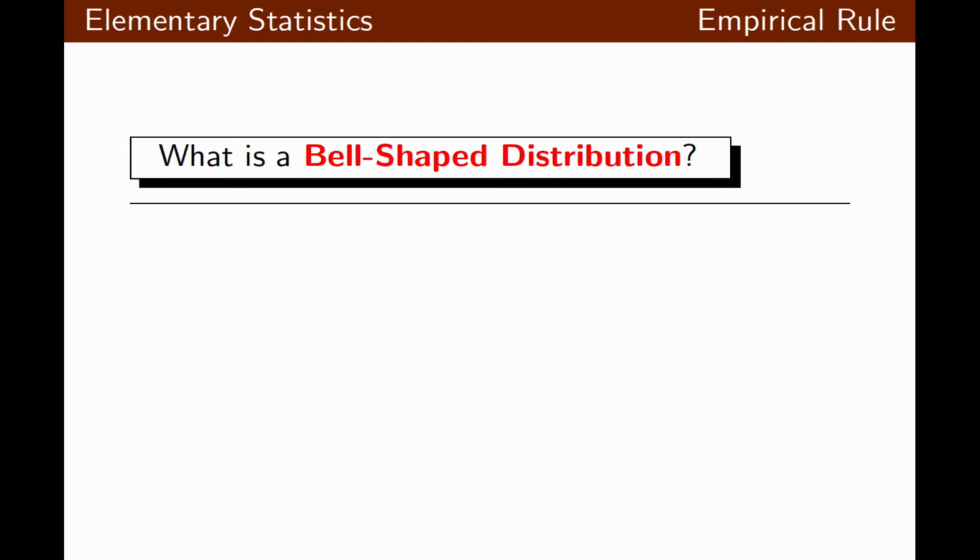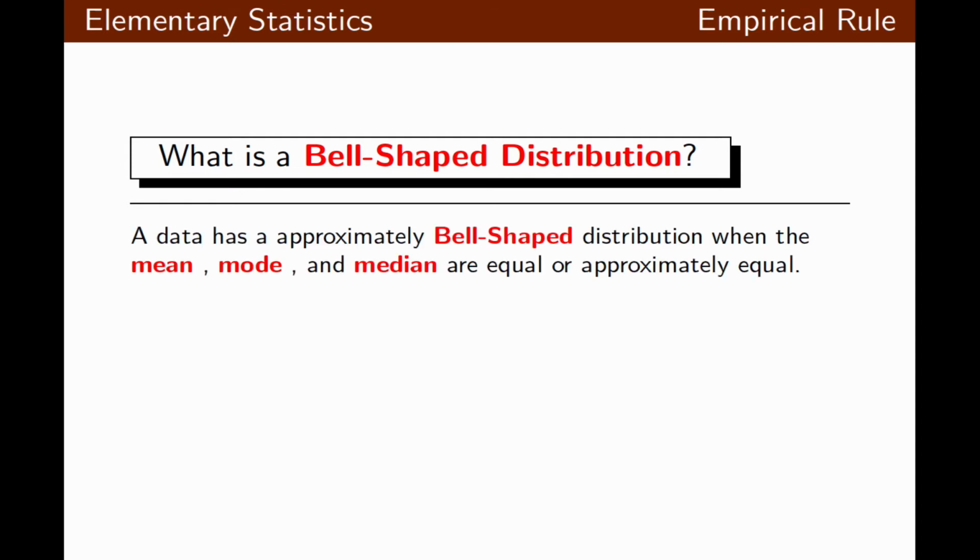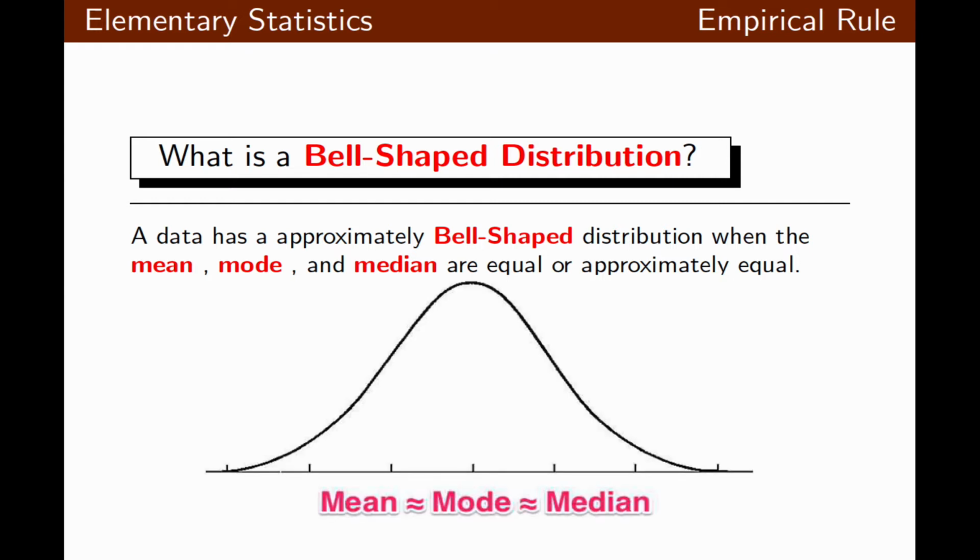Now let's take a look at bell-shaped distribution. A data set has an approximately bell-shaped distribution when its mean, mode, and median are equal or approximately equal. This is a typical bell-shaped looking distribution. Once again, this happens when mean, mode, and median are the same.